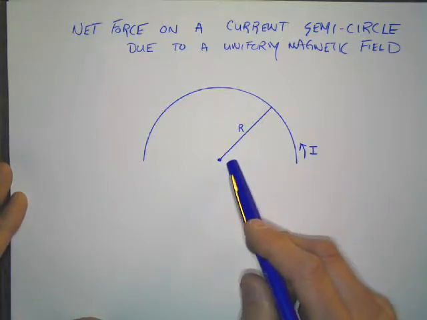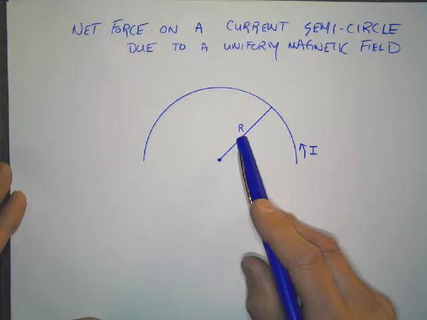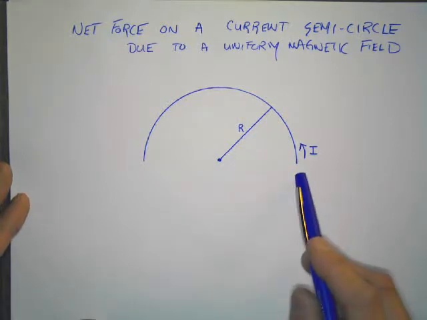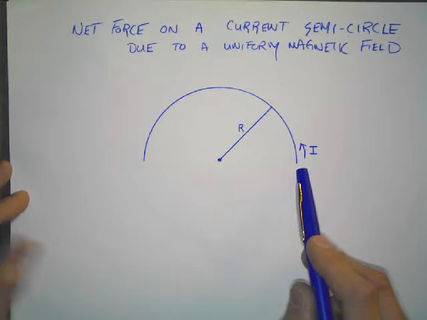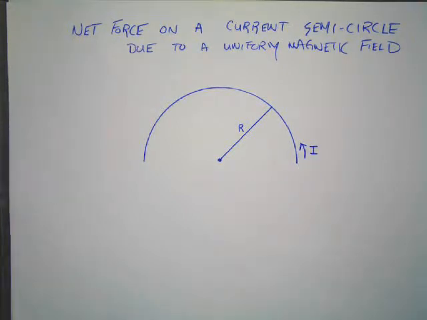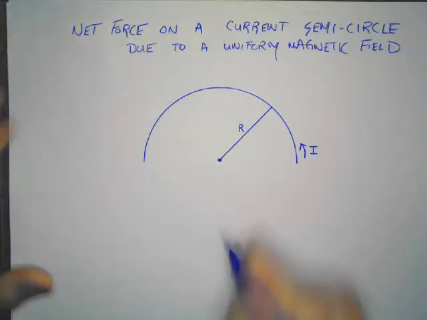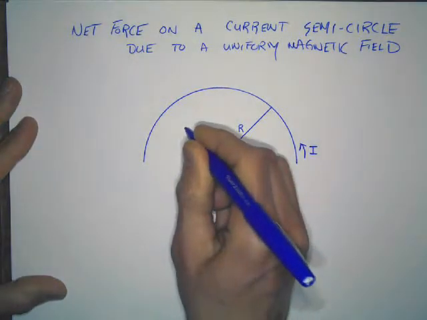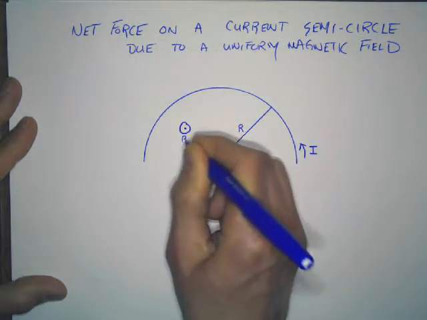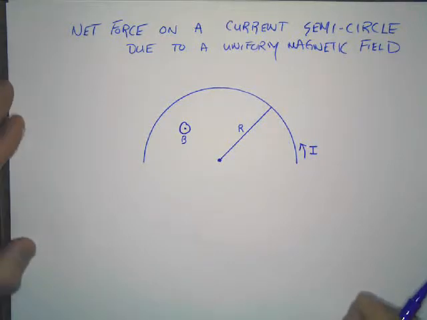The radius of that semicircle is uppercase R, and we're not going to worry about the rest of the circuit here. Obviously you would need a potential difference to cause this current, etc. But we're just going to focus on the semicircle of wire. Okay, let's specify the direction of the magnetic field. We're going to say that that field is going to be coming out at us.